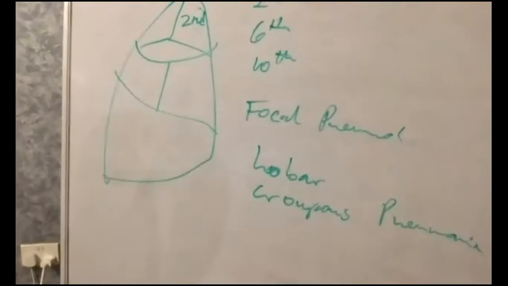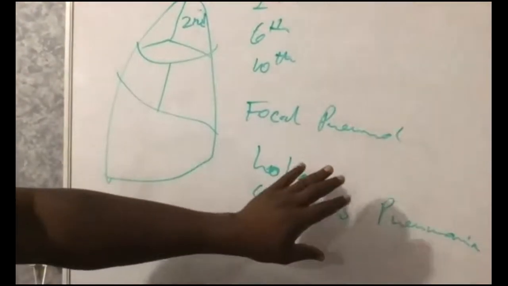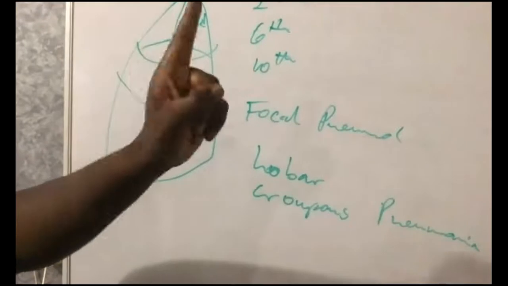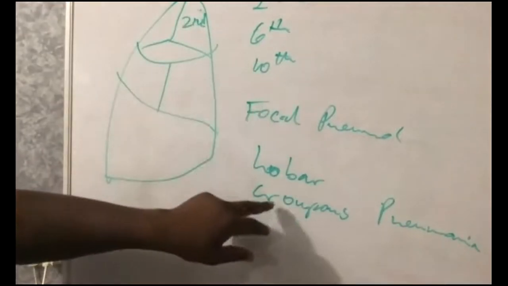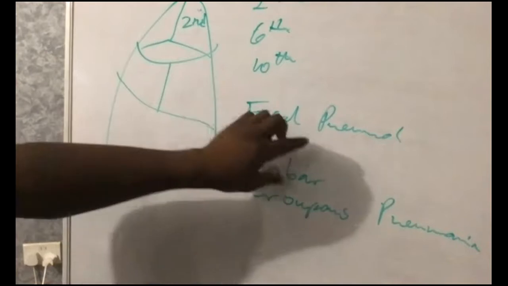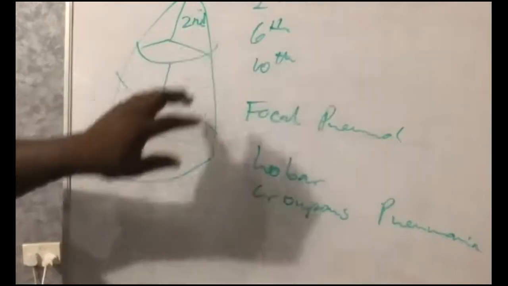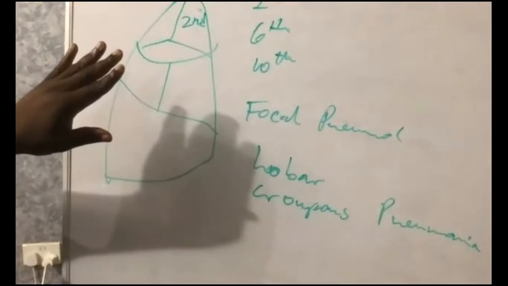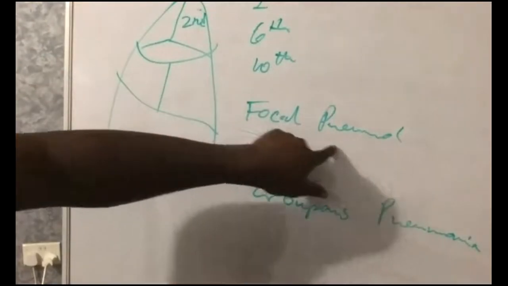Okay? Most of the times, lobar pneumonia and croupous pneumonia overlap because there is formation of fibrin, which will occlude the bronchus or the bronchioles supplying that lobe, okay? And the whole lobe will not have air getting in there. So that is what we call lobar pneumonia, and it occurs in one particular lobe. But when you have some kind of pneumonia occurring in different lobes at different segments, it's what we call focal pneumonia.